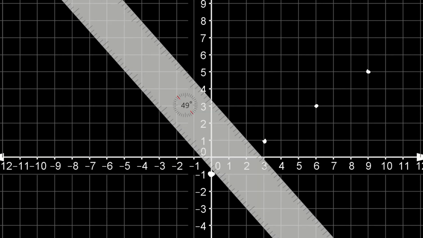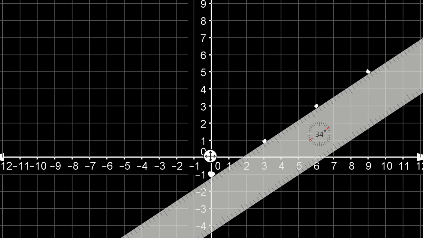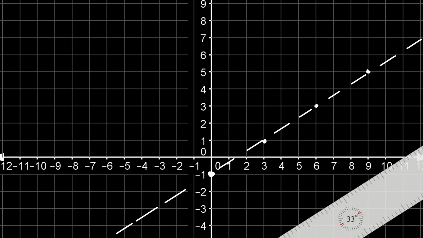So there we go. This particular boundary is not solid because it says y's are strictly greater than this. So I'm going to do a dashed line, indicating that the points on the line are not included in my solution. It's basically a line of demarcation between where the solutions are and where they are not. I can test the point 0, 0.